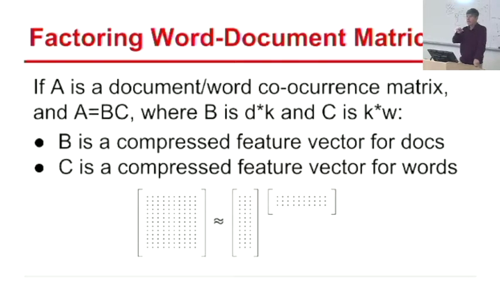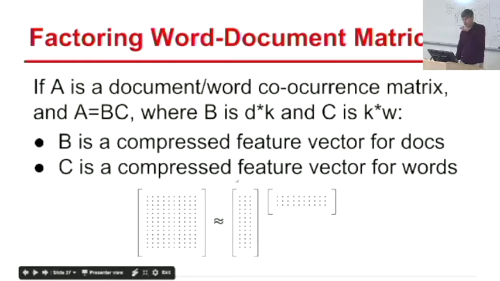Like, if we had one column here representing sports words, then cricket and baseball would all get tossed into the same category, right? And they'd light up the same thing. And documents referring to each would be sports things, okay? So bottom line is, if we can factor matrices, this is a good thing.